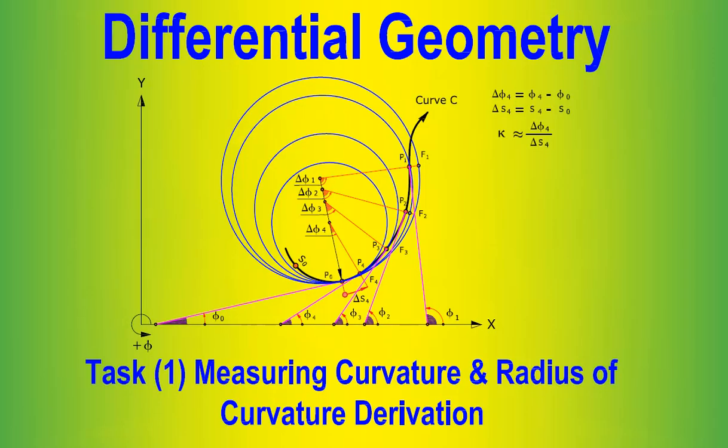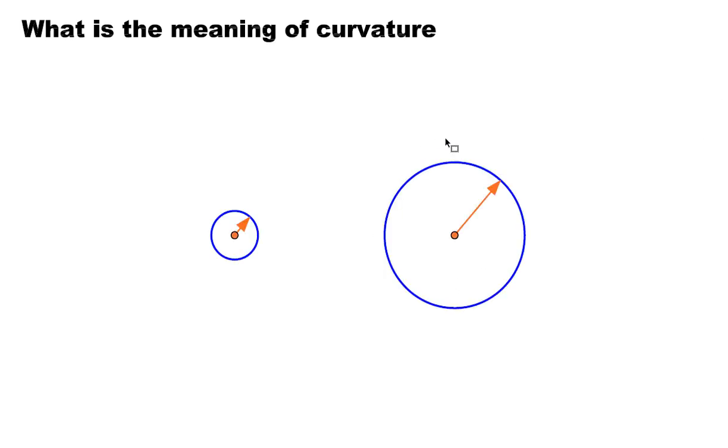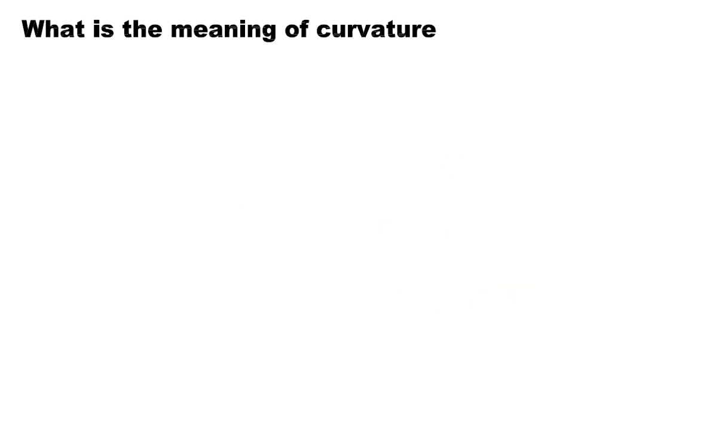In this video, we will study measuring curvature and radius of curvature derivation. So what is the meaning of curvature? Assume we have this circle and we have another bigger circle. It's clear that this circle has more curvature in comparison with this circle, and therefore we say this circle has big curvature in comparison with the second circle, which has smaller curvature.